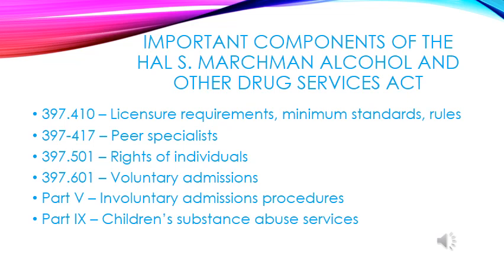Sections 397.681 through 397.6978 outline the process for filing a request for a court hearing for an order for involuntary treatment. Finally, Part 9 of the law outlines substance use disorder treatment services for children, as well as authorizing intervention and prevention programs.